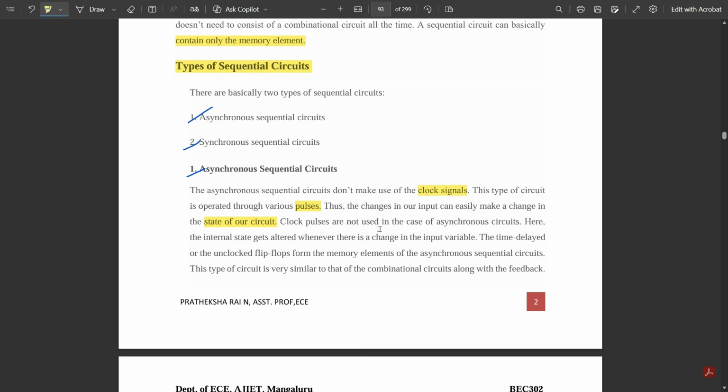The clock pulses are not used in the case of asynchronous circuits. Here the internal state gets altered whenever there is a change in the input variable. During the change in the input variable, the internal state of the circuit would change with respect to the changes in the input. The time delayed or unclocked flip flops form the memory elements of the asynchronous sequential circuits. This type of circuit is very similar to a combinational circuit along with feedback. Some of the examples are latch circuits, because asynchronous circuits don't contain a clock. It is similar to the latch, right? For example, SR latch, JK latch. These could be the examples for asynchronous sequential circuits.